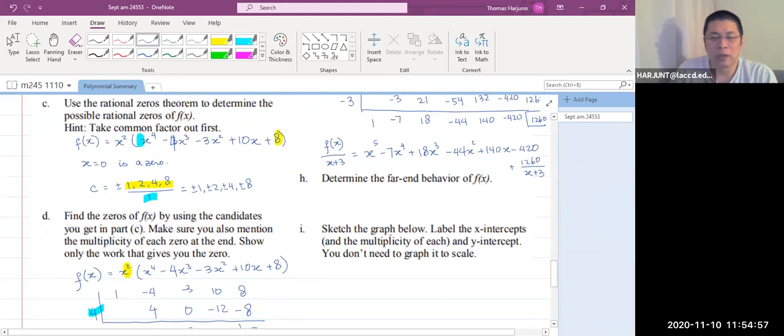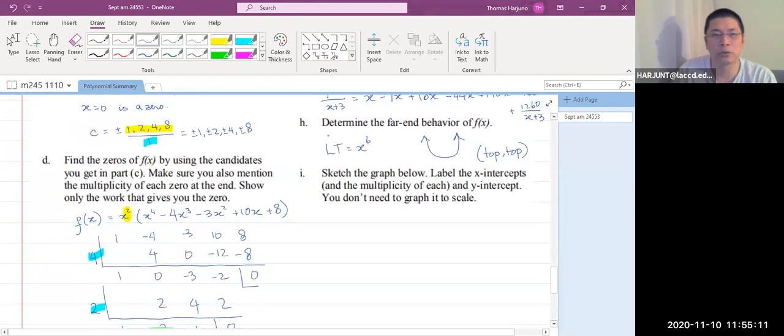How about the far end behavior? The leading term is x to the 6, so it's up. It means when you go very far to the right, you go to infinity, and very far to the left, it also goes to infinity.